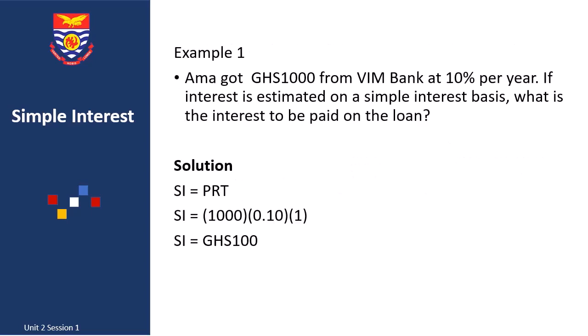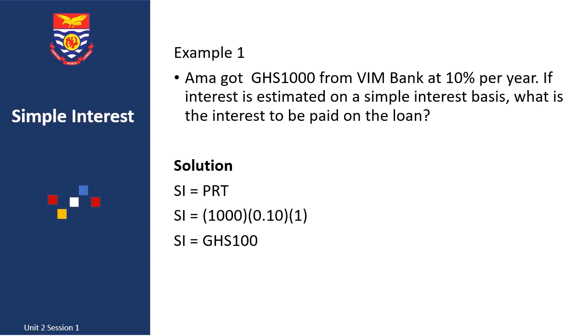Let's use this example. Amma got 1,000 cedis from Vim Bank at 10% per year. If interest is estimated on a simple interest basis, what is the interest to be paid on the loan? The amount that Amma borrowed from the bank is the principal. The rate at which the loan was given to her is the rate. And T represents the time, how long it will take Amma to repay the lump sum.